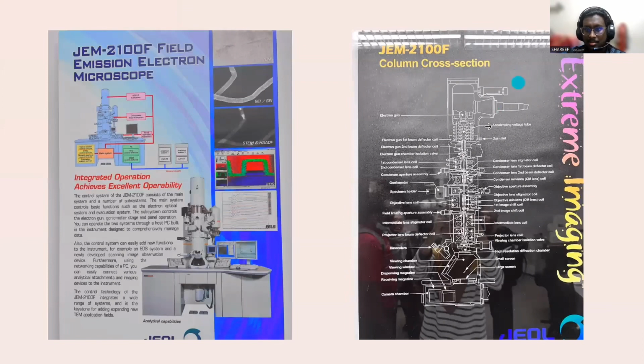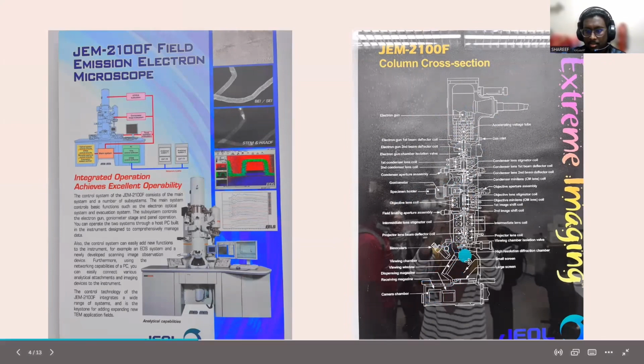So this is the structure of the machine. The main part of the machine is the electron gun here. This is where the electrons are produced. And here is the specimen holder, the place where we insert our specimen or the sample. And finally, we'll look at the picture of our sample at the camera chamber over here.